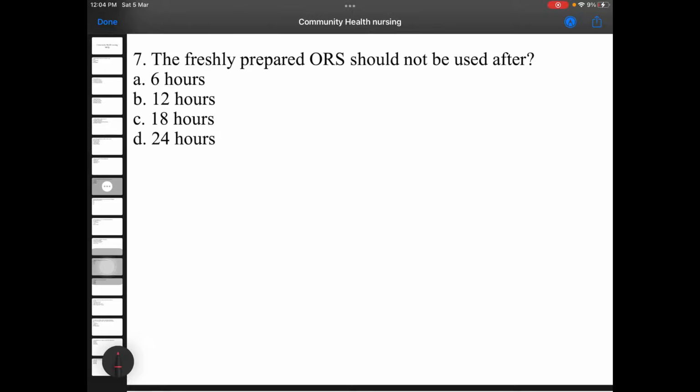Question number 7. The freshly prepared ORS should not be used after option A, 6 hours, option B, 12 hours, option C, 18 hours, option D, 24 hours. The correct option here is option D, which is 24 hours. So after we prepare the ORS, we should use it before 24 hours. After it crosses 24 hours, we should throw it away, or we should not use it anymore.